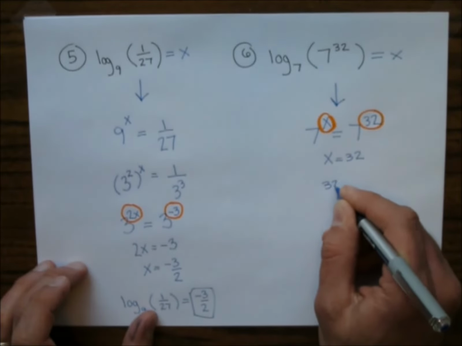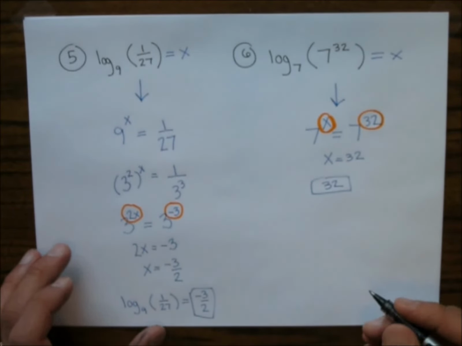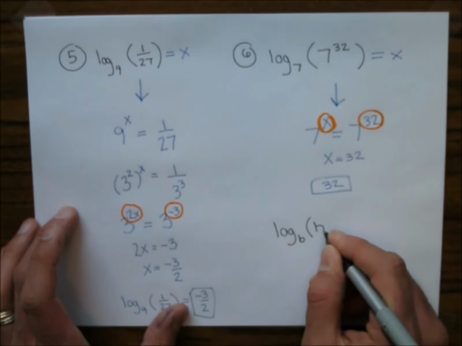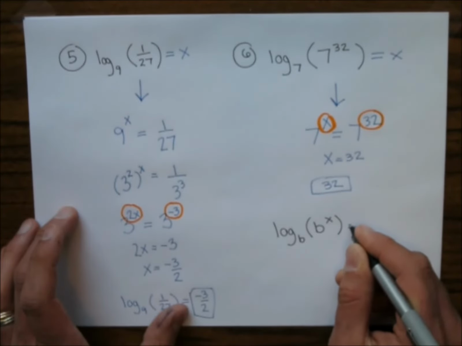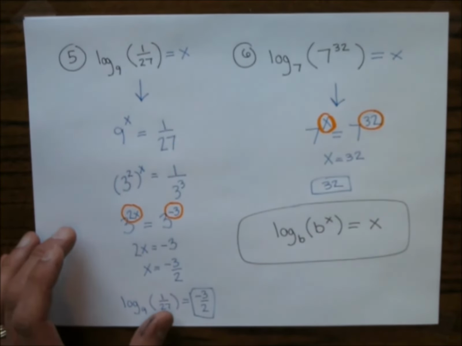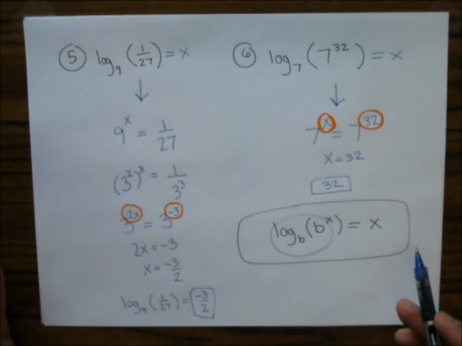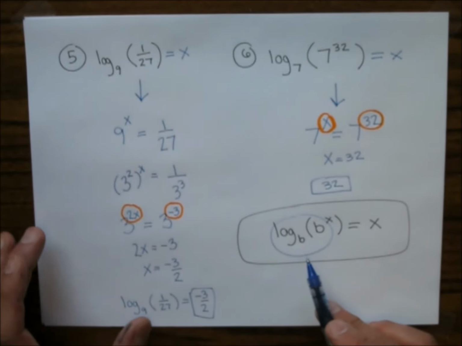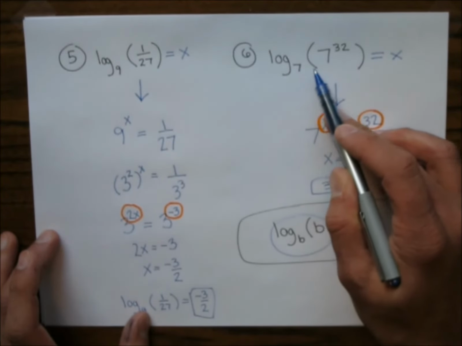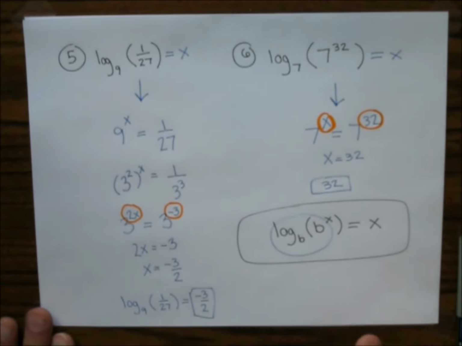The answer is 32. So we have another property of logs, and it might be worth remembering. If you have log base b of b to the x, you end up getting just x. Sometimes I'll call this the popping property, where that pops and you just end up with the x. It's kind of dumb to say it's the popping property, but that's maybe a way to remember this, that these letters here have to be the same. Like it was a 7 here and a 7 here. If this was 7 and this was 8, we wouldn't be able to do that. We'll see this property come up later on.